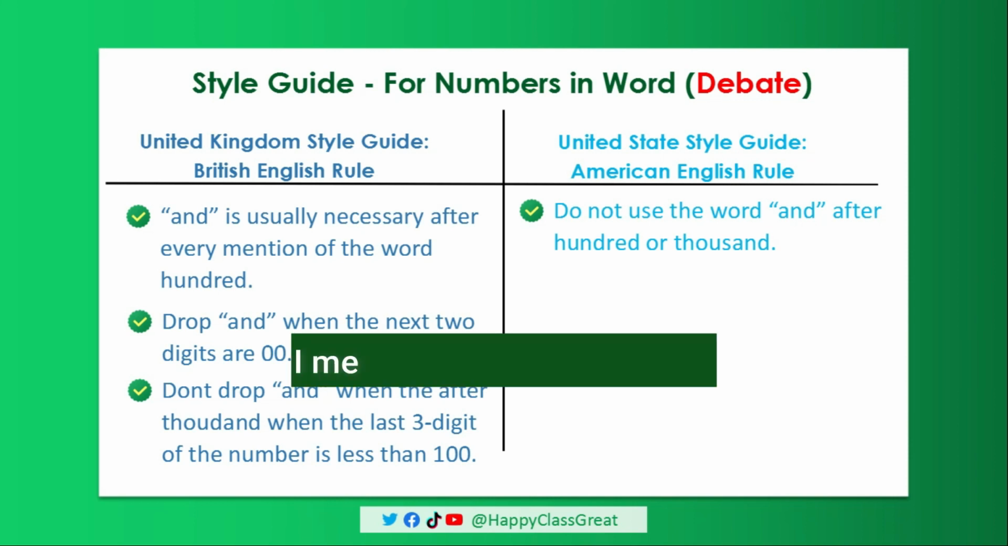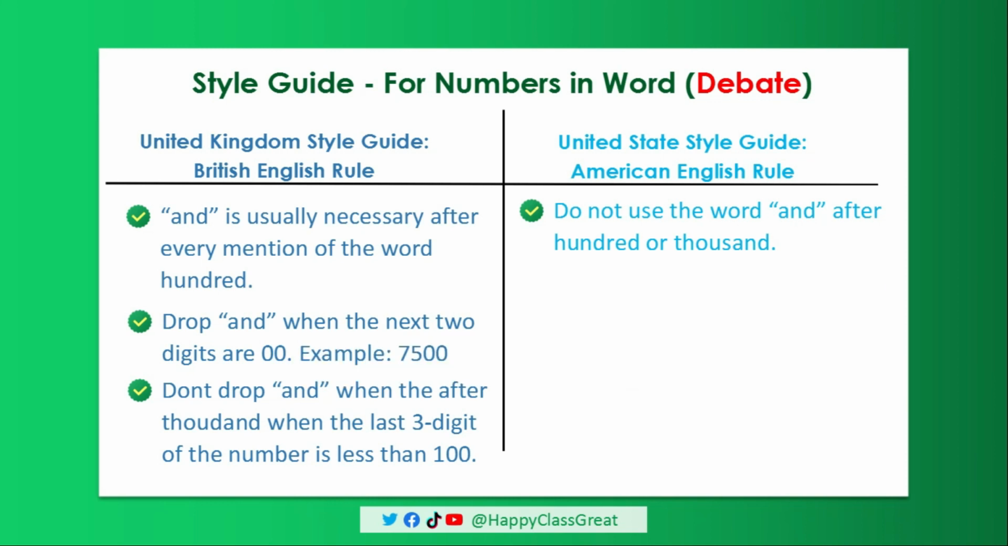But in British English, do use the word "and" after 100 or 1000. That sounds straightforward, and I think it's the opposite of the American rule. In the British English rule, you can use "and". In the American English rule, don't use "and" after 100 or 1000. Drop "and" when the next two digits are 00. You understand? For example, 7500 will be "seven thousand five hundred".